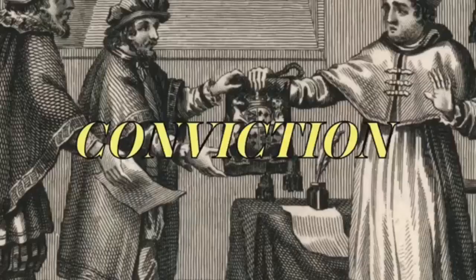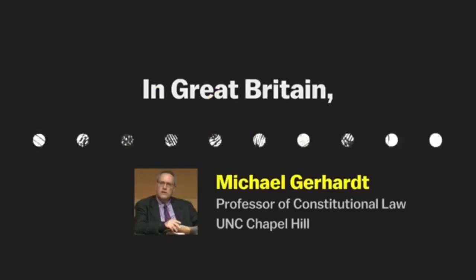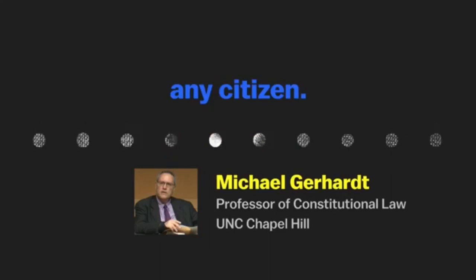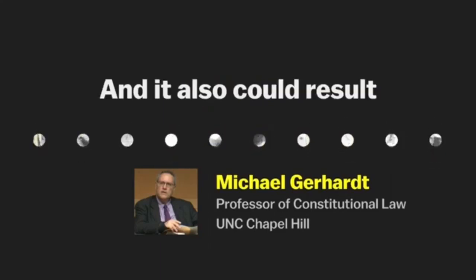But, impeachment? Impeachment? Isn't that what a lot of people want to do to Trump? Man, that really didn't work. Trial, conviction, punishment. In Great Britain, impeachment could be brought against anybody, any citizen. And it also could result in any punishment, including death.